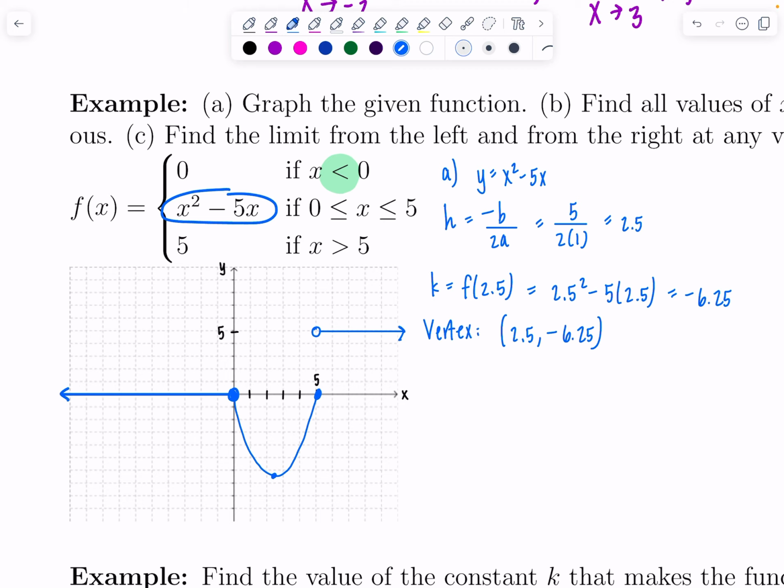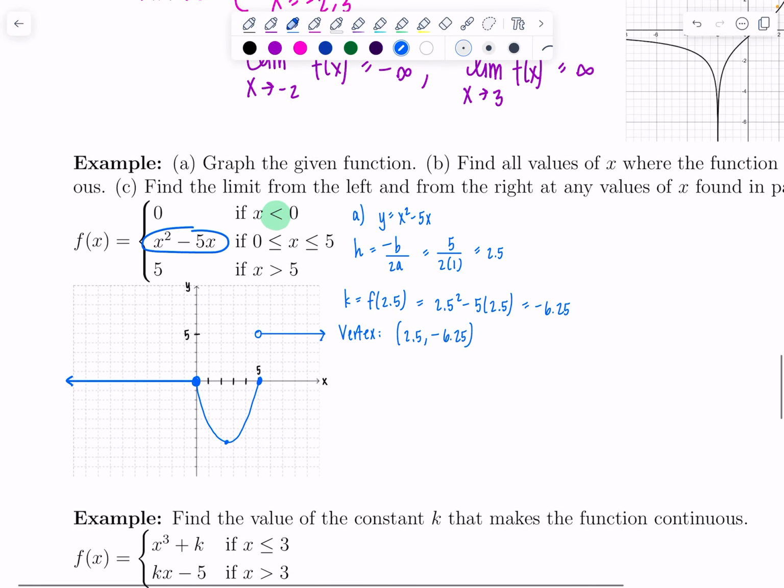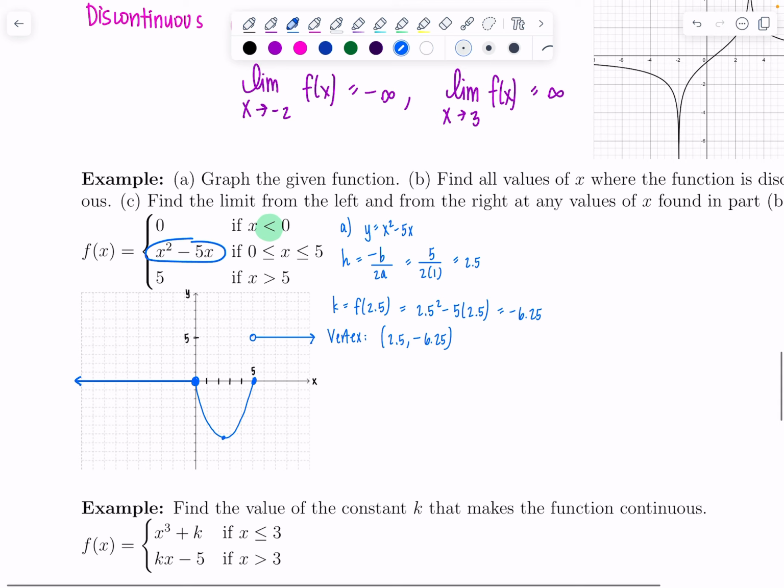Okay. So where is the function discontinuous? You could use your 3-part definition, or you can just observe, right? The only 2 places that I said we were worried about were at x equals 0 and x equals 5. At x equals 0, we have no problems. The function is defined. The limit from the left equals the limit from the right. So x equals 0 is fine. At x equals 5, the function is defined, but the limit from the left does not equal the limit from the right. So that's where we have an issue.